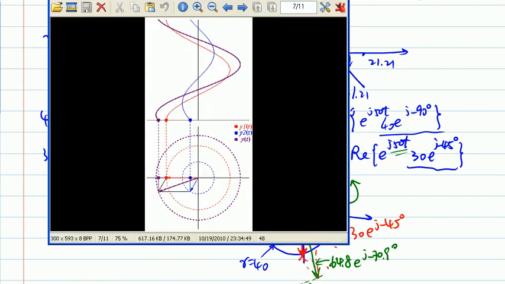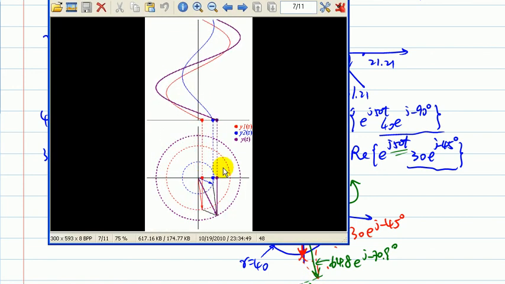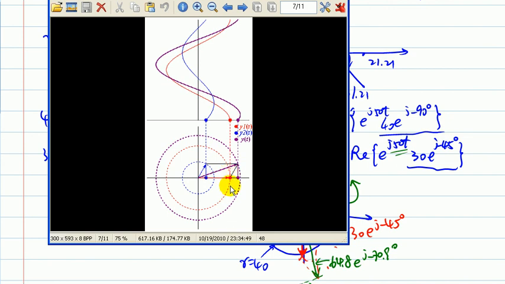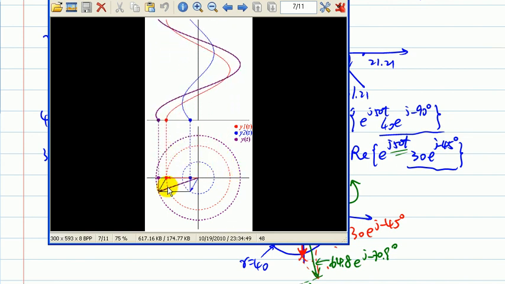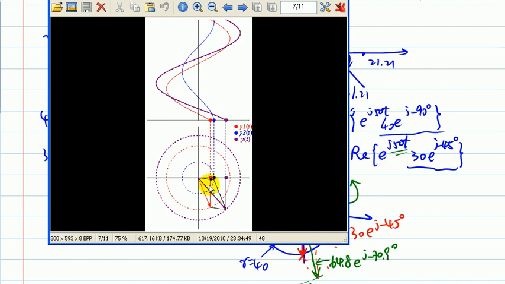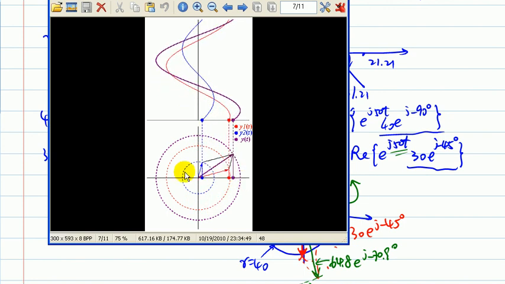Now, what does this graph show here? What's the projection of this guy on the real axis? You see there's a vertical line, basically the projection of each one of the vectors on the horizontal axis.